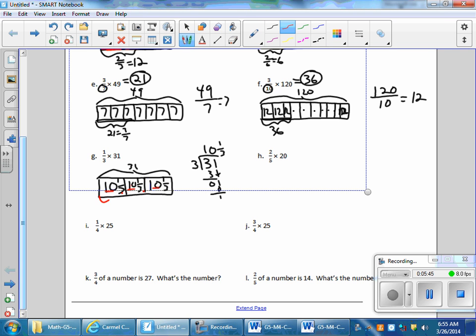One of those pieces is 10 and 1/3. That's 1/3. 1/3 of 31 is 10 and 1/3.